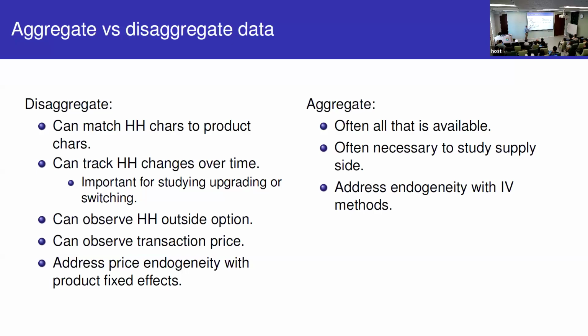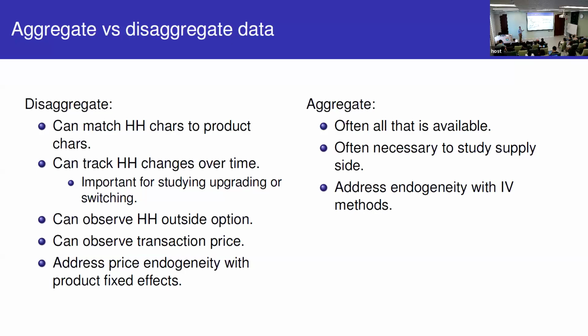And then I'll just say, price endogeneity is always going to be an issue in what we're doing. And with disaggregate data, you've got many households per product. Maybe you can use product fixed effects and address endogeneity in that way. That might wipe out some of the variation you're interested in if you're interested in product characteristics to study. But at least that's an attractive way forward to deal with endogeneity.